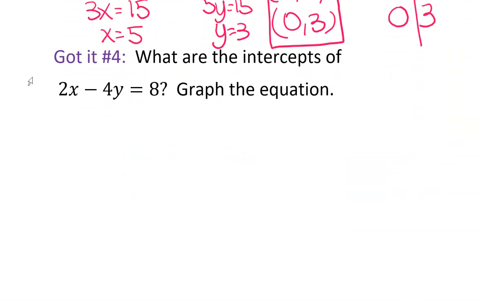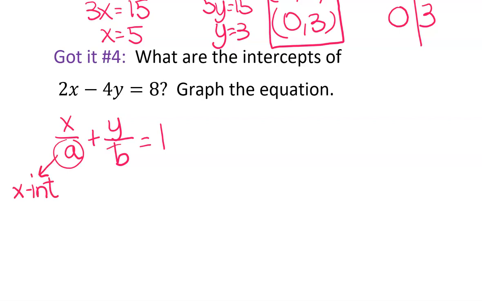What are the intercepts of 2x minus 4y equals 8? And graph that equation. So for this one, I want to show you a different way to do it. If you have x over a plus y over b equals 1, this number right here is your x-intercept. This number right here is your y-intercept. So let's try that.